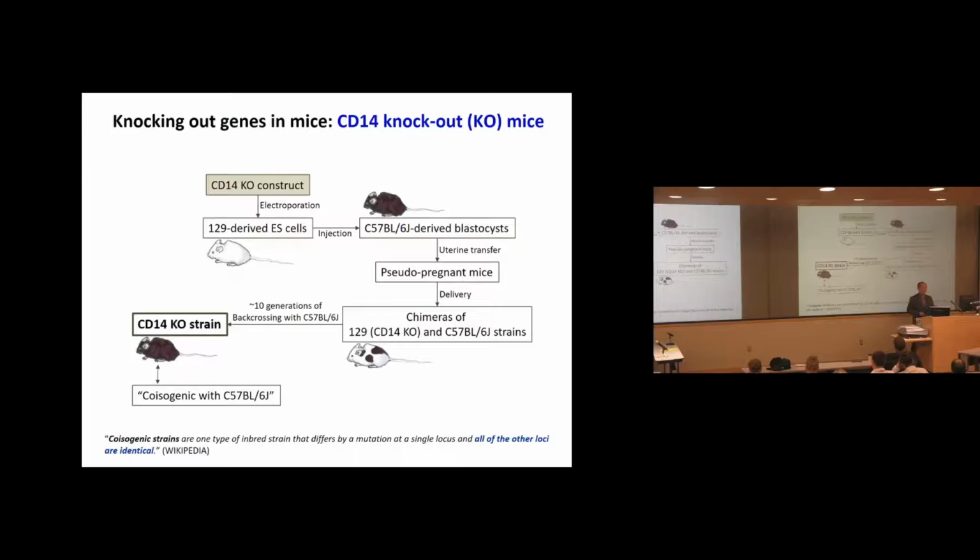So here is the definition of the co-isogenic strains. Co-isogenic strains are one type of inbred strain that differs by a mutation at a single locus, and all of the other loci are identical. All of the other loci should be identical. Then we can call them co-isogenic, and then we can use them as their control.